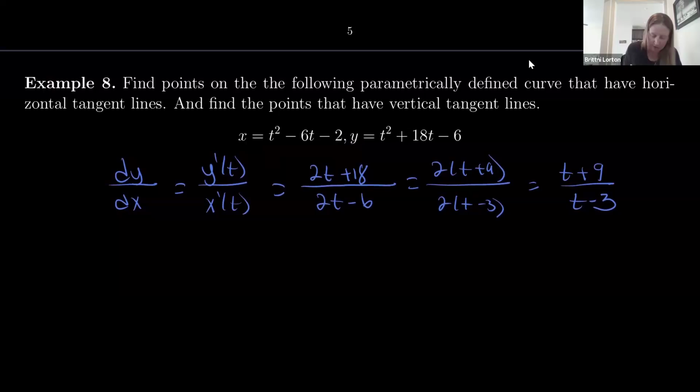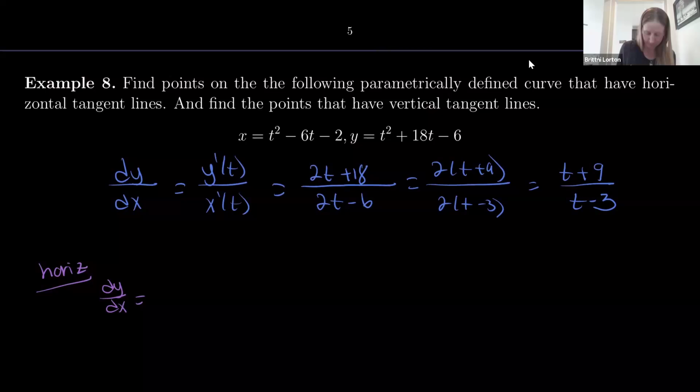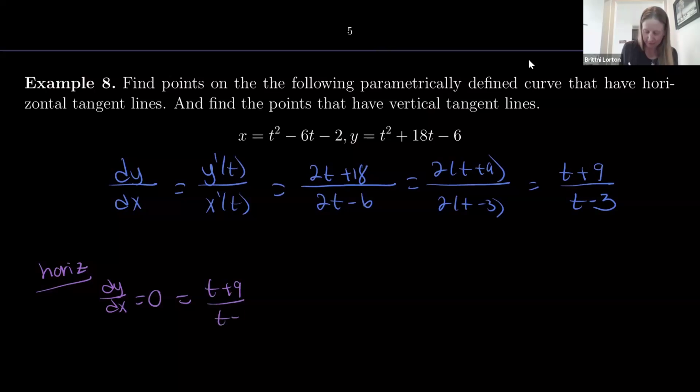Then I'm going to answer the question. The question is to figure out where I have a horizontal tangent line and where I have a vertical tangent line. Let me start with horizontal first. A horizontal tangent line, no matter what the graph is, looks like this and has a slope of 0, which means the derivative must be 0. Right, period. In this case, t plus 9 over t minus 3 has to equal 0, which means I set the top equal to 0, so t plus 9 equals 0, which means t is equal to negative 9.